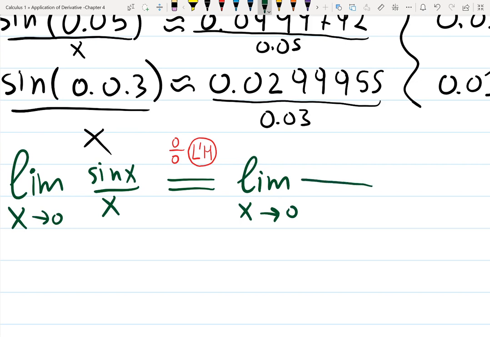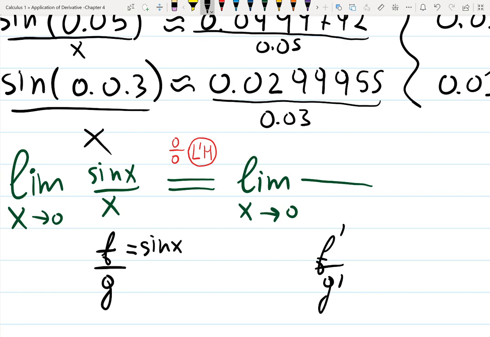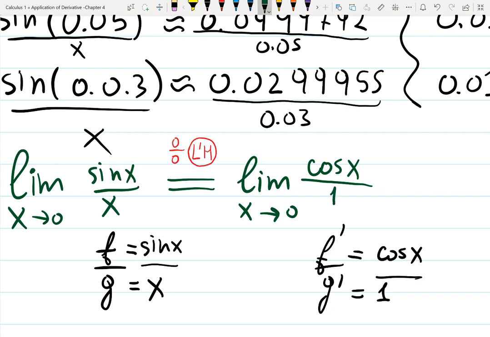L'Hopital rule tells me that instead of working with the function f over g, I can now work with the function f prime over g prime. Sine x is my f. So derivative of f will be cosine x. Then means cosine x goes to the top. Now, g function is x. So derivative of that function is 1. Then I will have cosine x over 1.